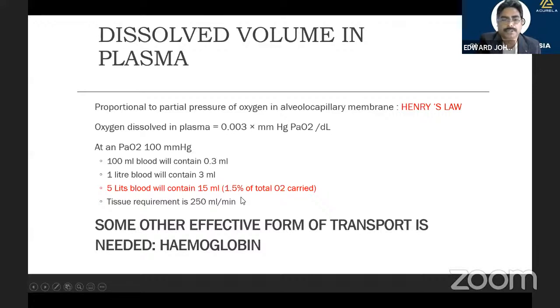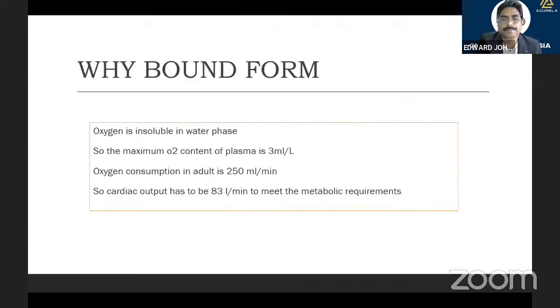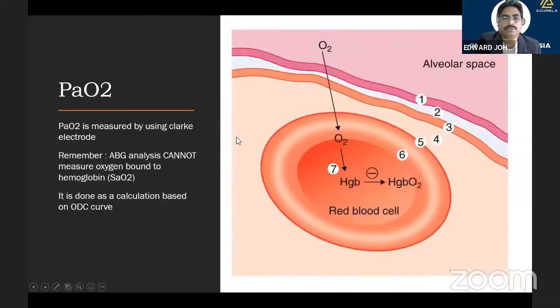But our requirement is 250 ml per minute. So the dissolved oxygen alone cannot meet the demand of 250 ml. It can give only 15 ml per minute. So some other form of transport is needed, that is hemoglobin. Why the bound form? Suppose the oxygen content is 3 ml per liter and the oxygen consumption is 250 ml, then you need a cardiac output of 83 liters per minute to meet the requirement of 250 ml per minute. So you need a bound form, that is the hemoglobin bound form.